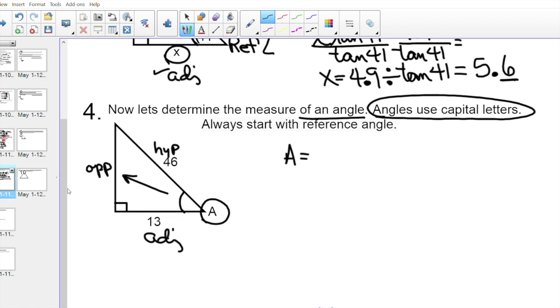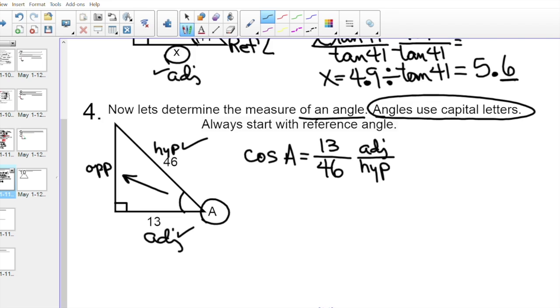So we are looking for an angle. We do not know the measure of the angle, but we do have the hypotenuse and we have the adjacent. Now the ratio that uses adjacent and the hypotenuse says the adjacent is on top and the hypotenuse is on bottom. That is called cosine. Now what is the adjacent side? 13. What is the hypotenuse? 46.